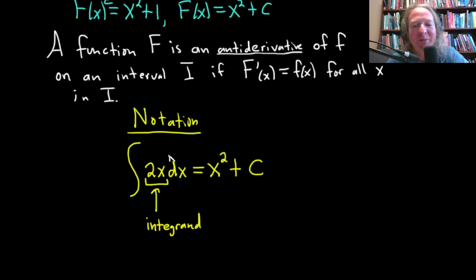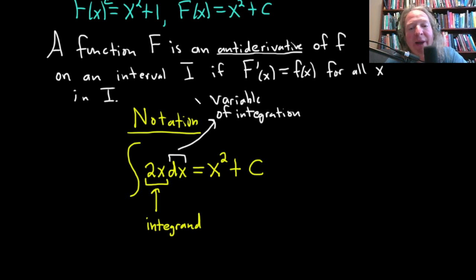This piece here, this dx, tells you what variable you're integrating with respect to. So I'll just say variable of integration. Because it's math, we have more than one variable. Sometimes we integrate with respect to y, in which case you would put a dy. Sometimes you do theta, sometimes you do r. If you study multivariable calculus, you'll do x, y, and z in the same problem. So you'll have dx, dy, dz. So it tells you the variable. So here the variable is x.